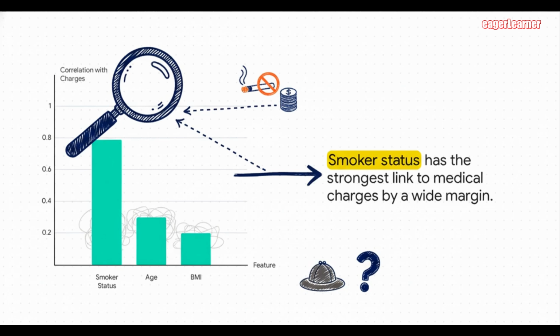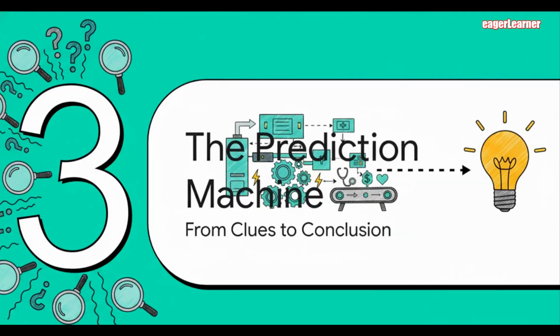I think we've just found our prime suspect. Okay, so let's recap. We've gathered our evidence, we've spotted some really important patterns, and we've definitely found our strongest clue. Now, it's time to build the machine. It's time to turn all these clues into an actual prediction tool.